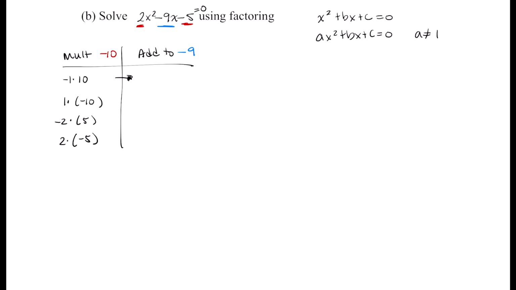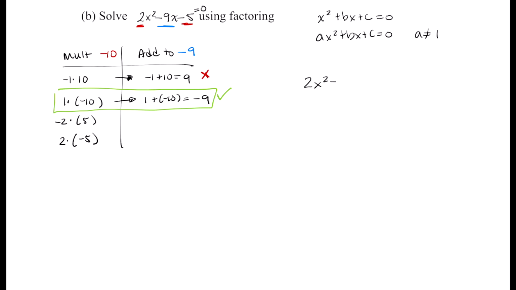And now let's go ahead and add row by row. Negative 1 plus 10 equals 9. 1 plus negative 10 equals negative 9. Oh, I can stop right here. As soon as I have found the two numbers that work, I can stop. What do we do from here? 2x squared minus 9x minus 5 equals 0.